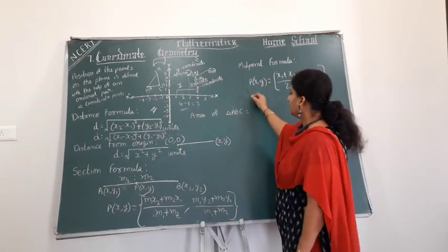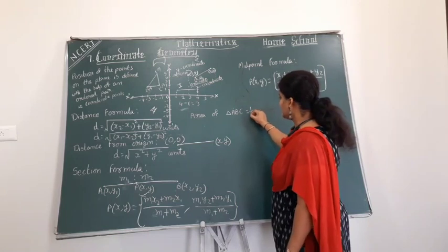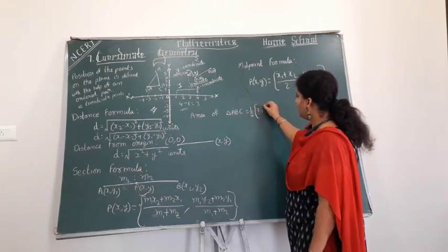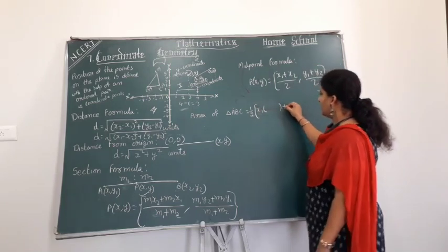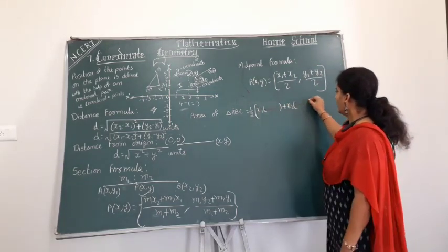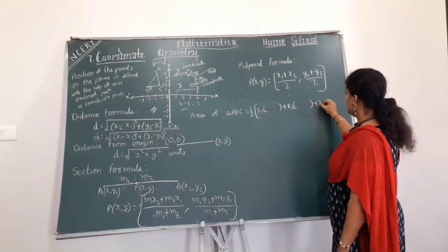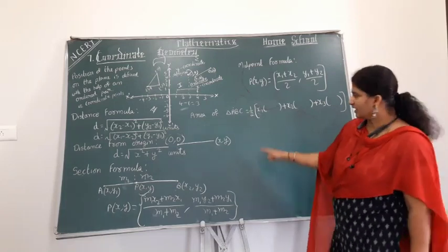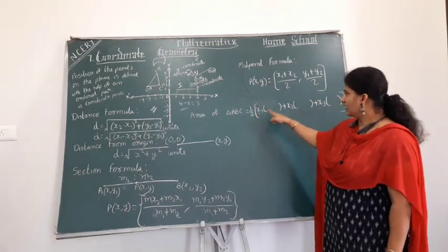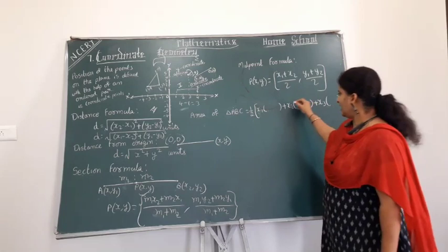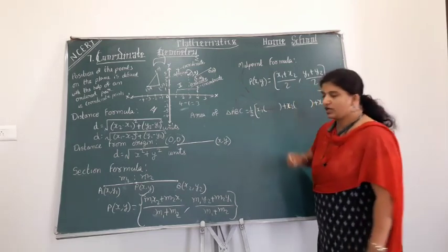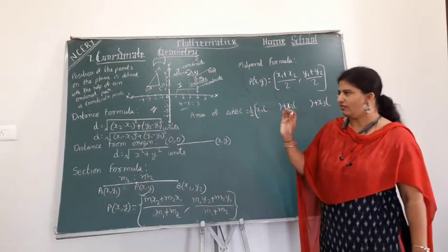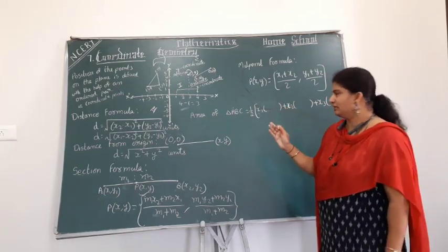Listen carefully. Area of a triangle ABC is equal to half of. Look over here, I am leaving a gap. x1 plus x2, again a gap, plus x3. Close the bracket. Half of x1, x2, x3 I have written first. Like this only you remember. Now coming to your y coordinates, y1. You keep y1 aside and remember the formula.